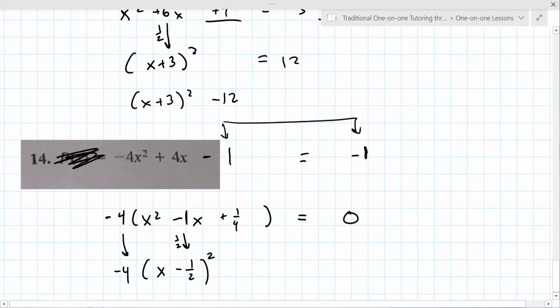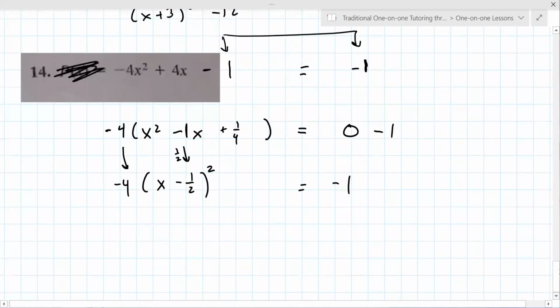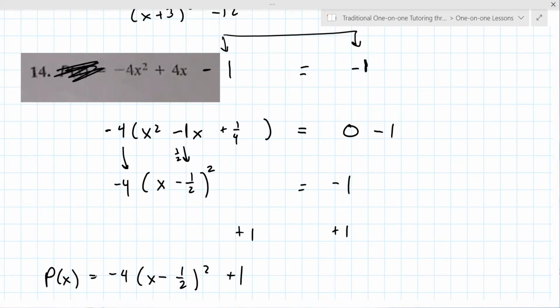Oh, yeah. So there's a -1 here. So this equals -1. So then you add 1 to both sides to bring it back over. And you get -4 times (x - 1/2) squared plus 1. And that's your p of x here. If you truly understood that, you understand the most difficult type of problem you might see. It makes sense. It's just a little more.